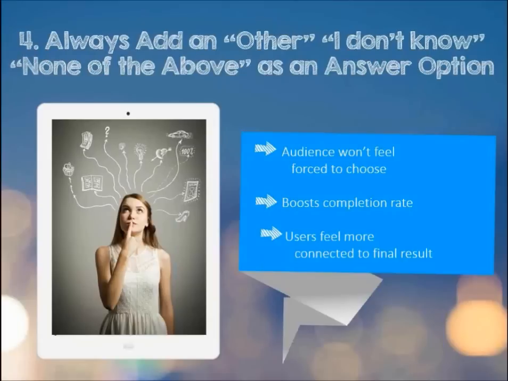Also, if you don't necessarily want to add a none of the above or I don't know option, then another option is to think about the way that you phrase your questions. So, for example, instead of asking, what's your favorite movie, maybe you can ask, which of these movies would you rather watch? Therefore, the user doesn't feel forced to choose an answer that they don't like, and this can really help increase your completion rate. Always a good rule of thumb.